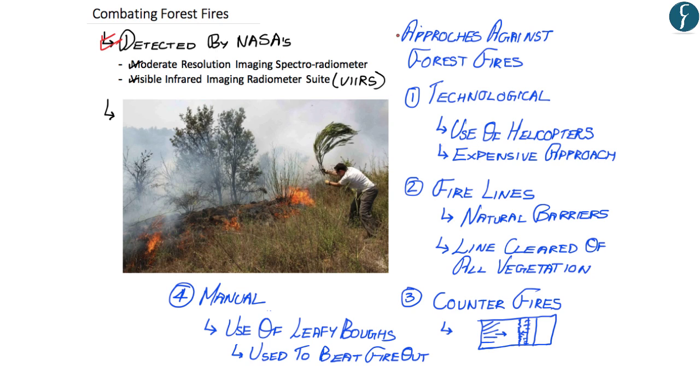Now hopefully up till here you have understood the four approaches that the author has highlighted to fight against forest fires, wherein the first one is the technological use of helicopters to spray retardant chemicals and water on the fire, the second approach is to use fire lines, wherein natural barriers in the form of streams, roads, among others, and thereby a line is formed which is cleared of all vegetation. The third approach is of countering fires, while the fourth, which is the more widely used approach in India, is the manual form of combating fire, wherein leafy boughs are used to beat the fire out.